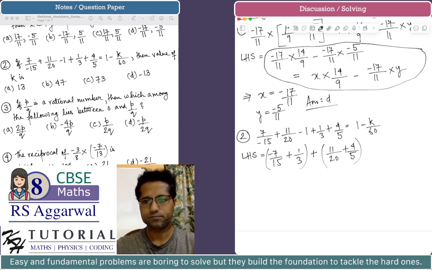Let's bring that minus 1 to the right hand side, and we will get 2 minus k by 60. Now there are various ways you can solve these kinds of problems. It does not matter.